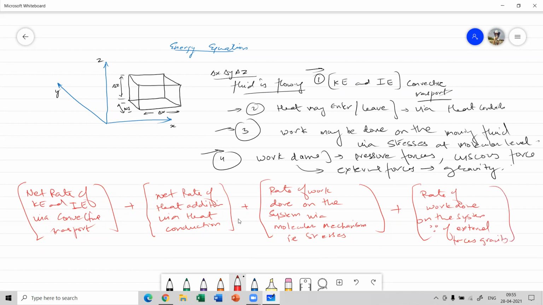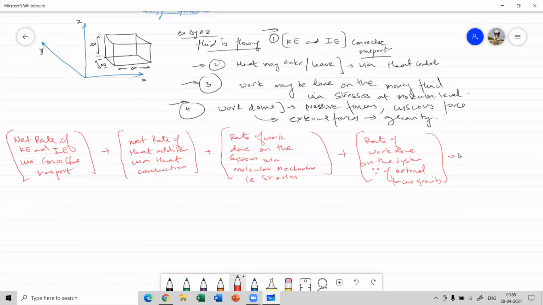So the sum of all these energies which are associated with the fluid which is moving inside this is equal to the rate of accumulation of internal energy and kinetic energy. So all these energies which are entering into this fluid via convective motion or via molecular motion, the sum of all these will result in whatever the accumulation of the total internal energy and the kinetic energy within the system. So this is the conservation of energy which we will be following. Now let's name this equation as number 1.